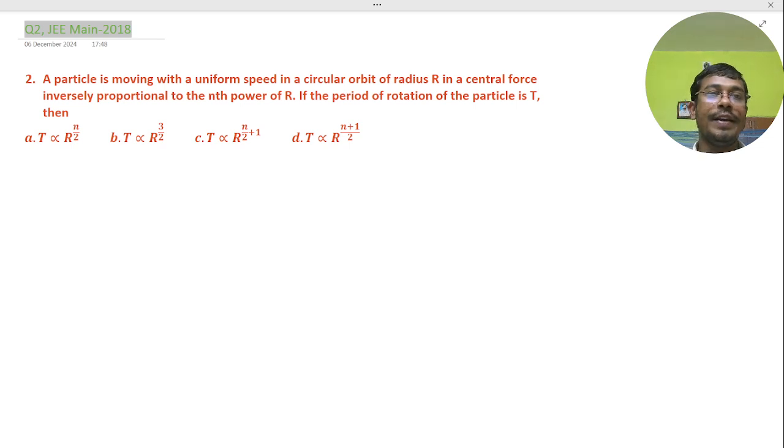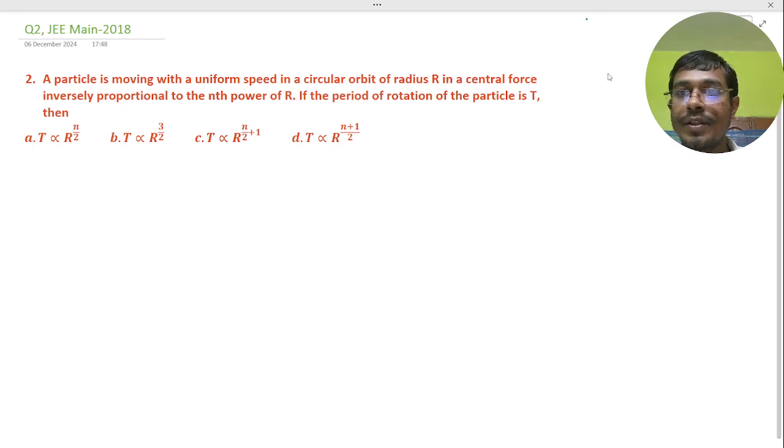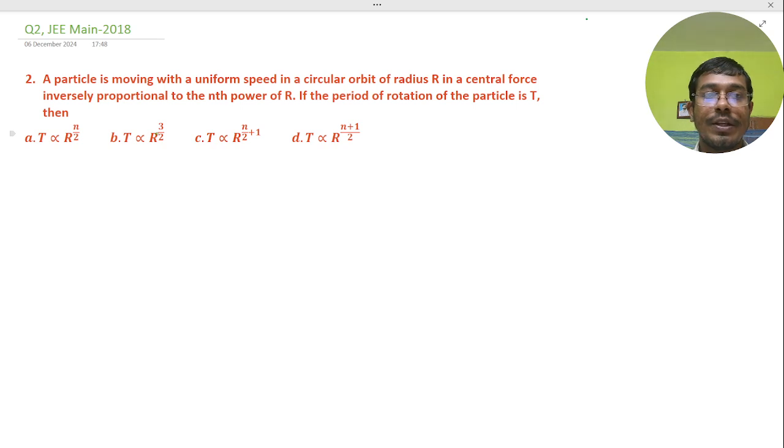So another next problem, number 2, coming in JEE Main 2018. So basically this problem is saying that a particle is moving with a uniform speed in a circular orbit of radius r in a central force inversely proportional to the nth power of r. If the period of rotation of the particle is T, then T is proportional to what power of r?